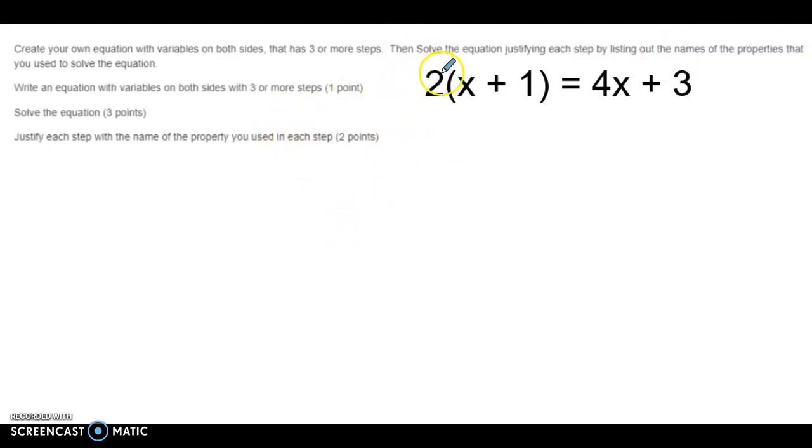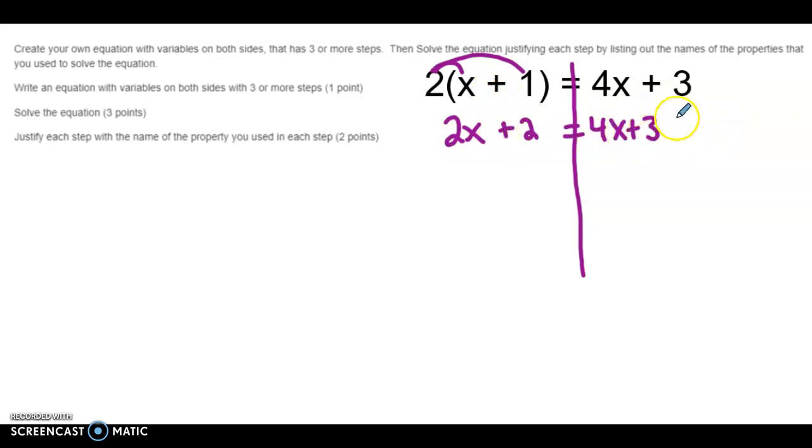So here we go. Anytime I do an equation, I like to draw my line down the equal sign. And then I'm going to go ahead and take care of these parentheses first. So I'm going to distribute 2 times x and 2 times 1. So 2 times x is 2x and 2 times 1 is 2. And then next to that, I would put distribute because that's what I did to begin with.